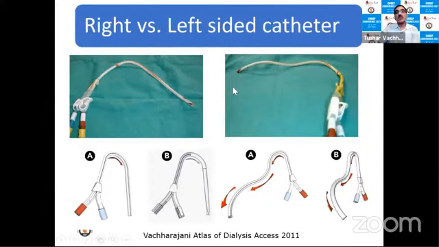Even when the catheters are removed, you can appreciate that the catheter on the right side is fairly straight, whereas the catheter on the left side has multiple curves, and because of these curves, the physics changes, the hemodynamics changes, and the flow is not laminar or straight. And that leads to poor blood flows when you connect these patients to the hemodialysis machine.